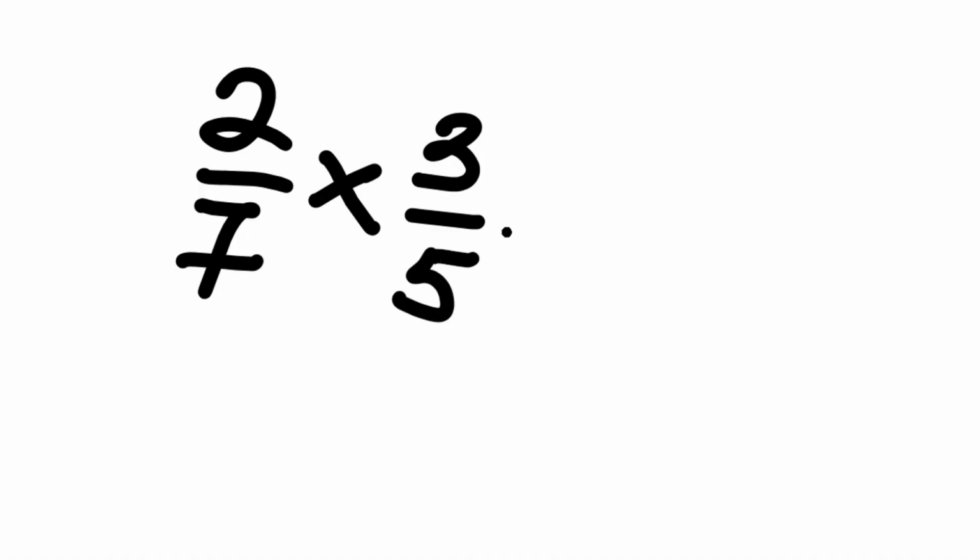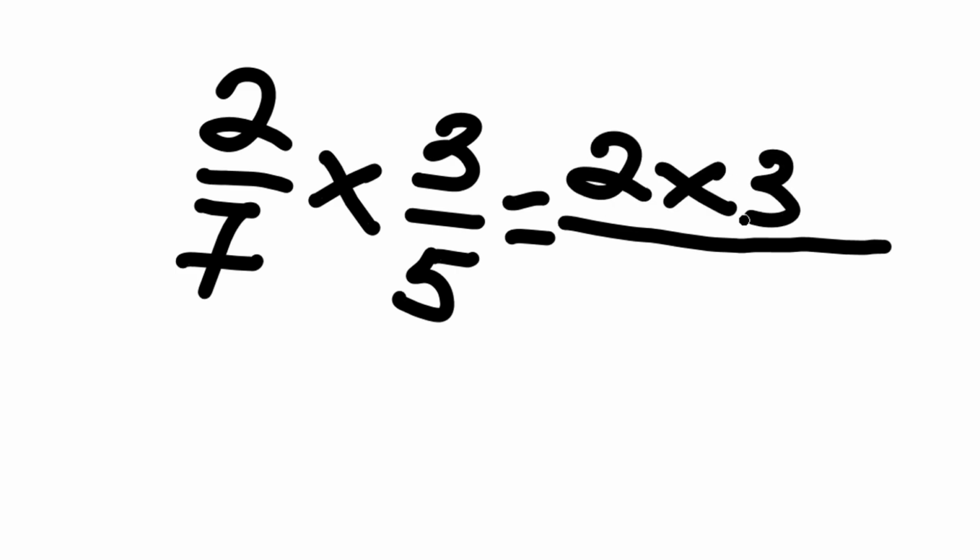Let's do multiplication of rational functions. So here, let's say we have two functions, 2 over 7 times 3 over 5. If it comes to multiplication, it's very straightforward. What you do is multiply the numerators together, and then multiply the denominators together and put them at the denominator. So you just do 2 times 3 over 7 times 5.